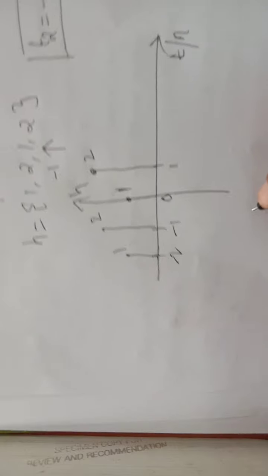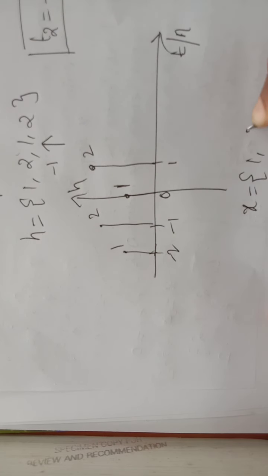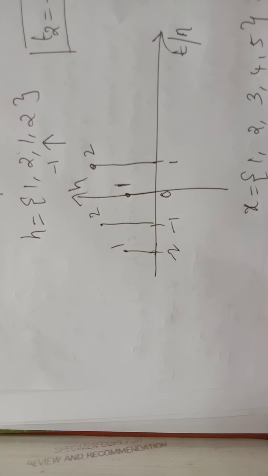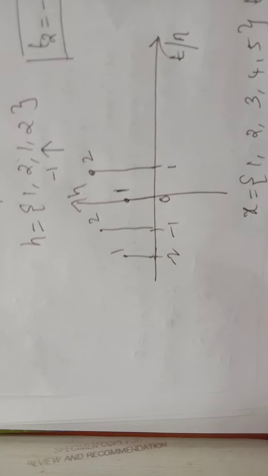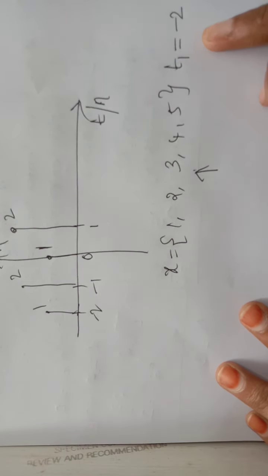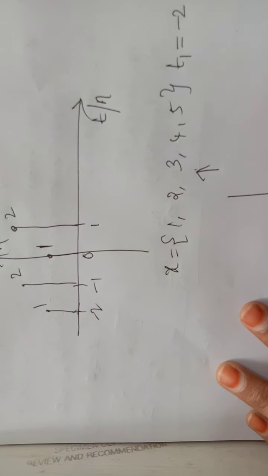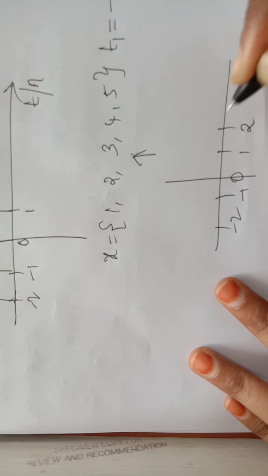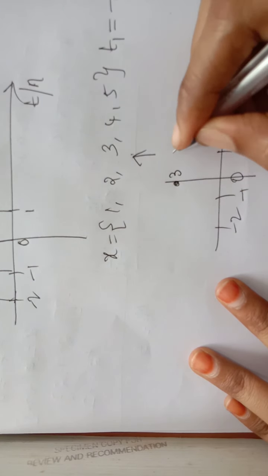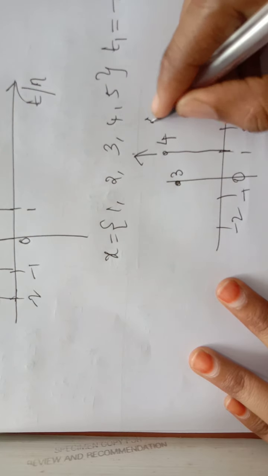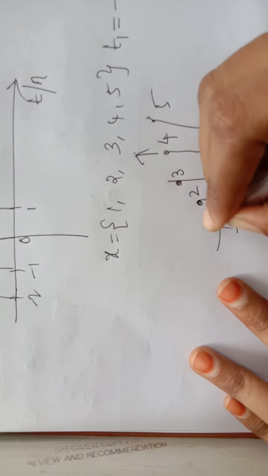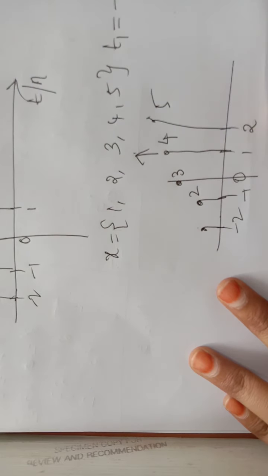So my x has the same values 1, 2, 3, 4, 5, but my index is t1 equal to -2. So what do I need to get? -2, -1, 0, 1, 2. So at 0 I will get 3, at 1 I will get 4, at 2 I will get 5, at -1 I will get 2, at -2 I will get 1. So this is the thing I need to get.